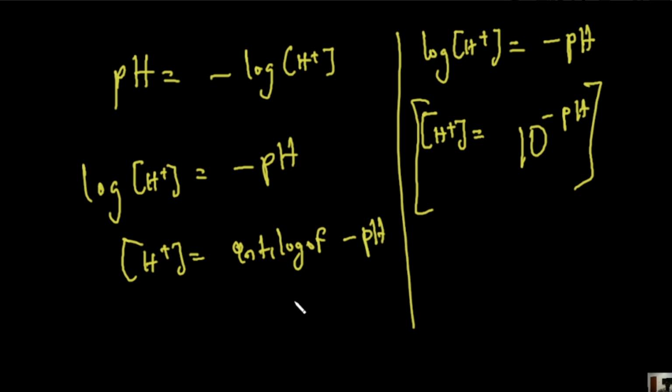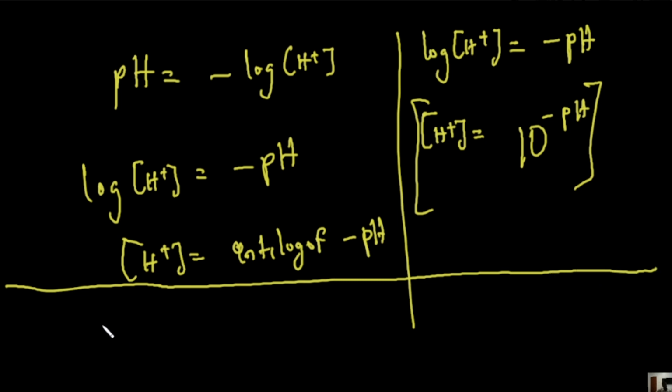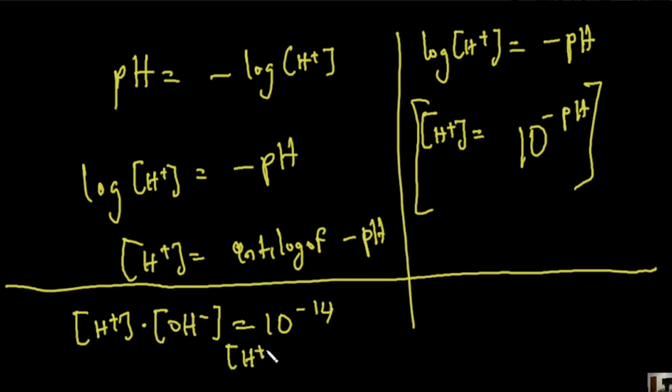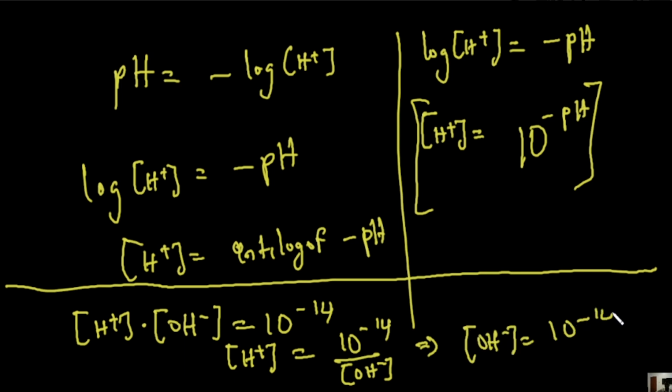So with this said, if you are given the hydroxyl ion but not given the hydrogen ion directly, how do you find the concentration of hydrogen ion? The concentration of hydrogen ion multiplied by the concentration of hydroxyl ion is equals 10 raised to power minus 14, which means if you are looking for the concentration of hydrogen ion, it will be 10 raised to power minus 14 divided by the concentration of hydroxyl ion. And vice versa, if you are looking for the concentration of hydroxyl ion, it is going to be 10 raised to power minus 14 divided by the concentration of hydrogen ion.